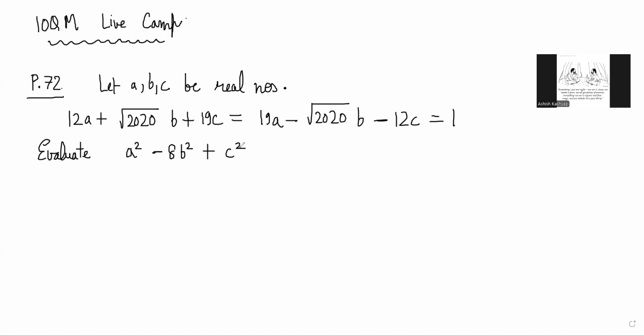Has anybody tried this one? Sir, I tried, but I didn't get the solution. Yes, sir. Aradhya? Tried, but didn't get the answer for this.